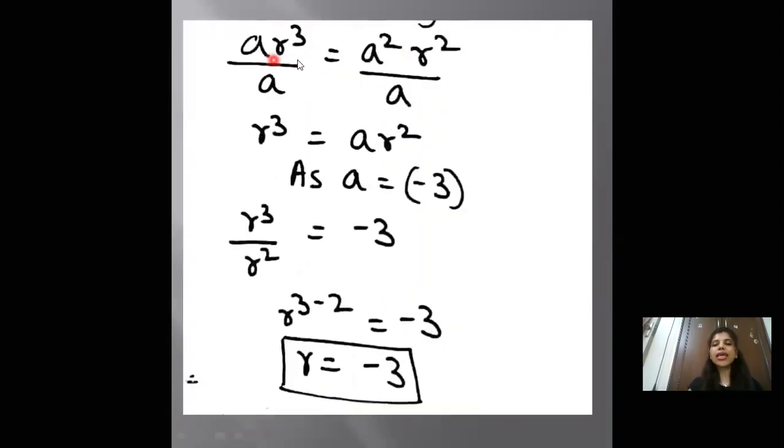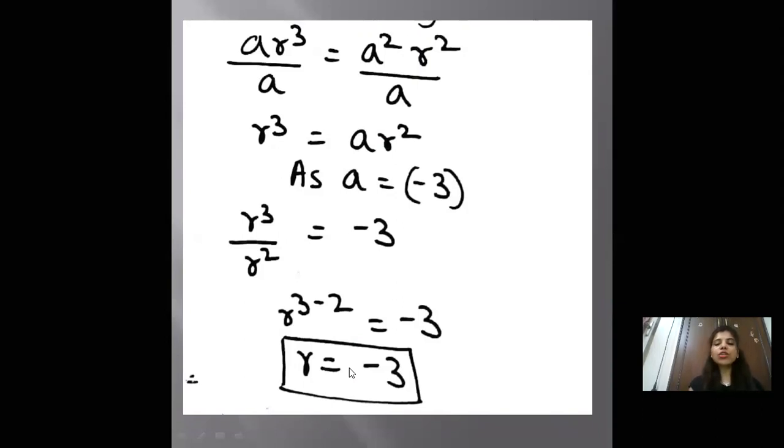Now you can see A is common, so I can divide both the sides with A. So when I divide both the sides with A, I get R cube is equal to A R square, since A will be left when you divide it. Now as I know the value of A is -3, I'll substitute over here and R cube upon R square will become R raised to 3 minus 2, that is R. That is how I got the value of R as -3.